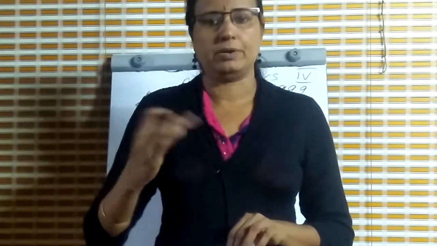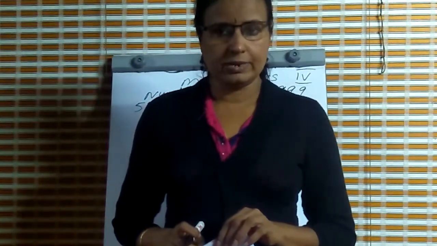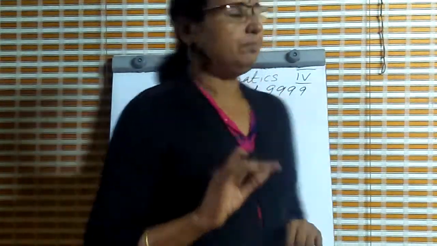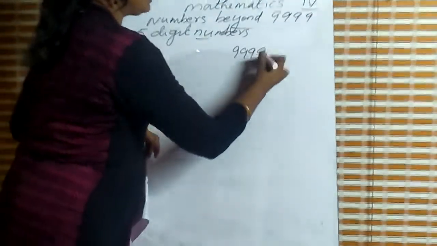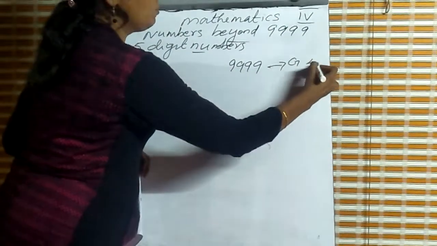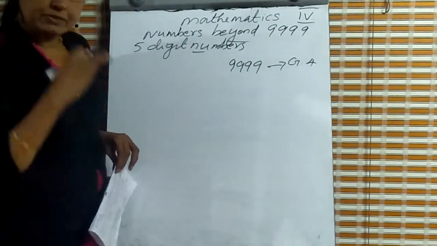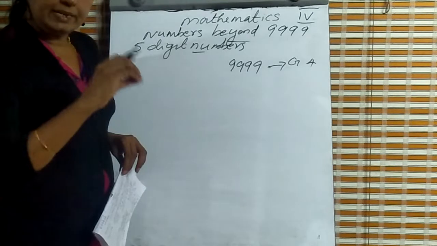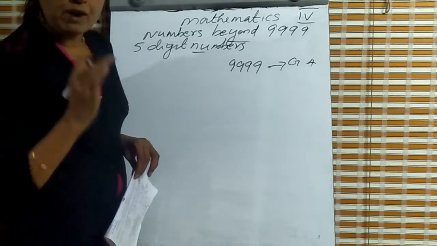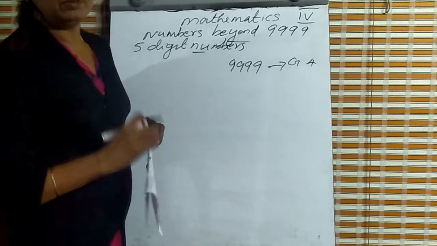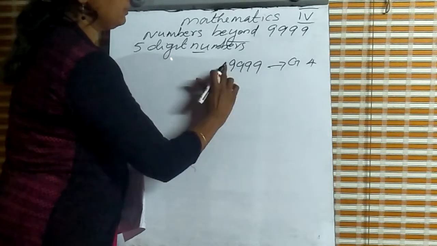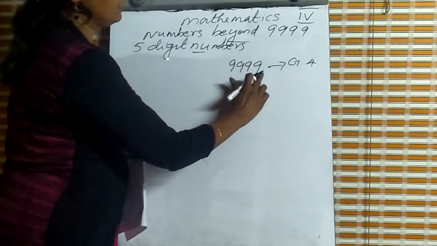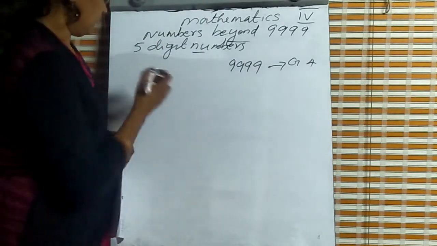Numbers after 9999. Here, 9999 is the greatest 4-digit number. To get the next number, for getting each number, we add 1 to the preceding number. Here 9999 is the largest 4-digit number.